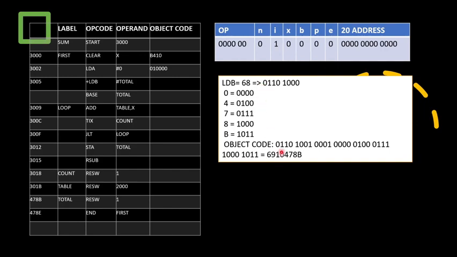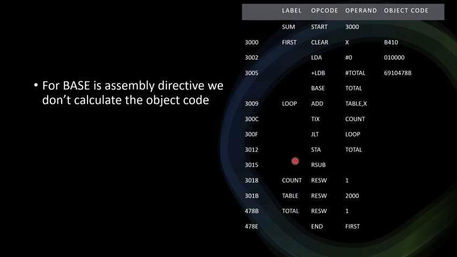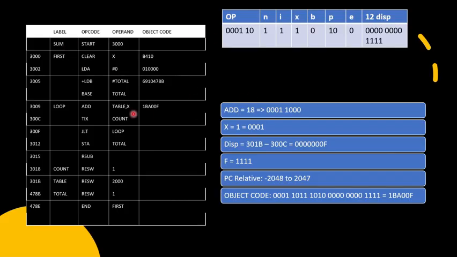So in total we have 6910478B. Moving on to the next, BASE is an assembly directive. We don't calculate the object code for this. Moving on, we have for the next one, ADD TABLE,X.